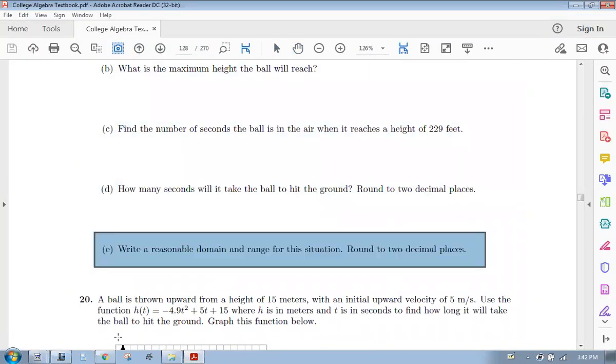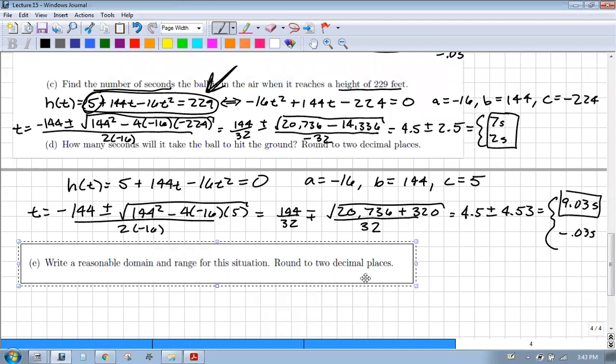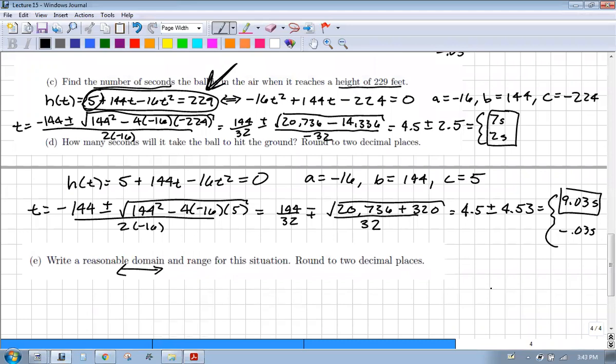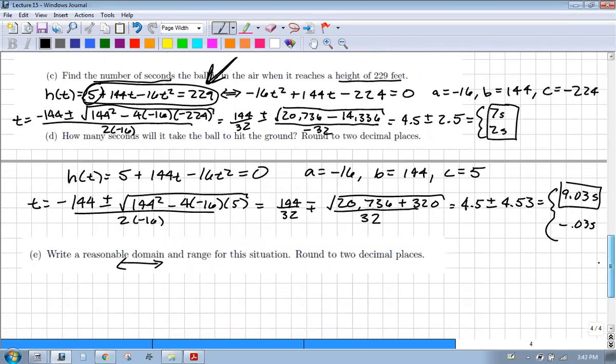Part E, a reasonable domain and range. Since this is a word problem, we're concerned with things that are physically possible. So the domain is your left and right. It's the time that we're considering. We don't care about negative time. We can care about time being from 0 to 9.03 seconds, the time the ball was launched until the time the ball hit. That's our domain. T is an element of this interval.